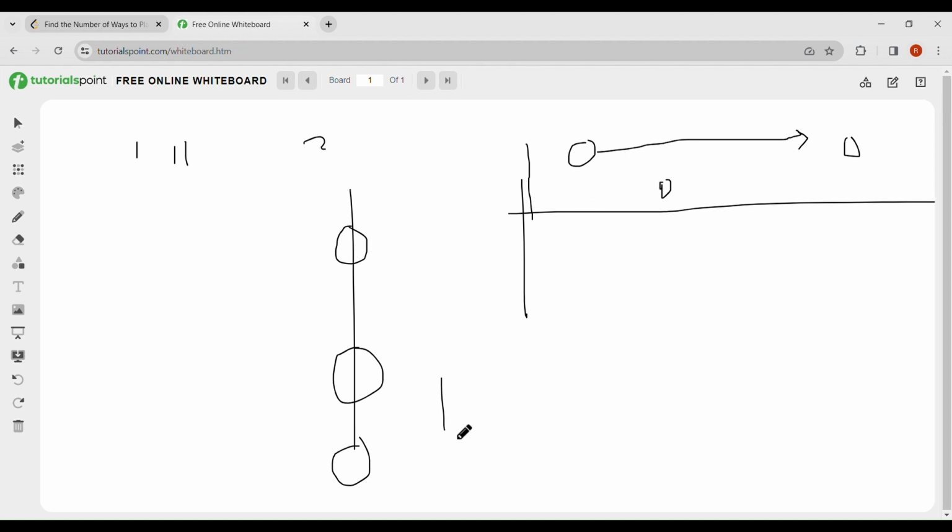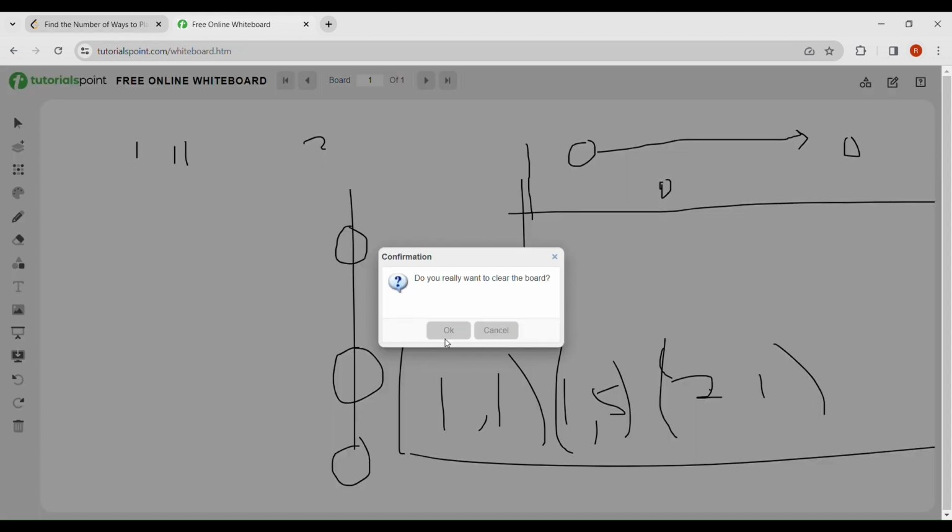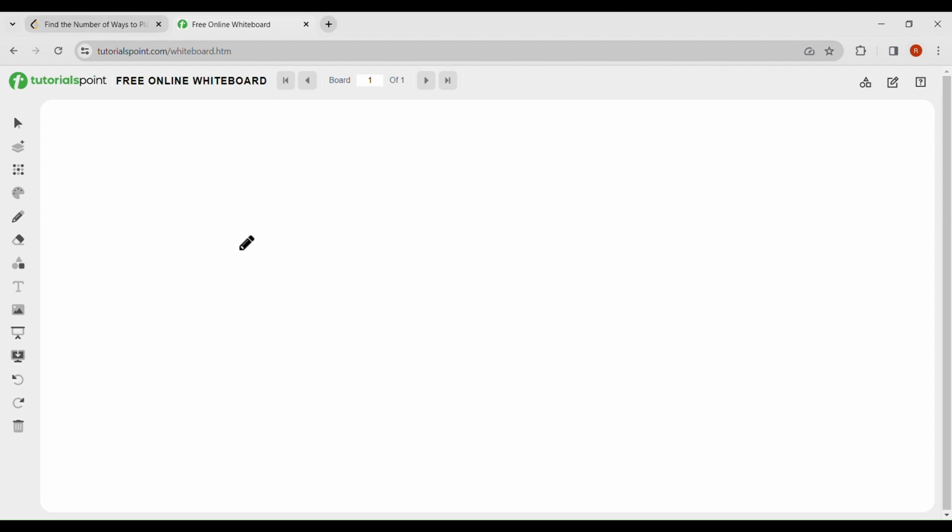Suppose 1 1 is there, 1 5 will be there, then 2 1 will be there. So sorting will sort with respect to the first coordinate only, not with respect to the second. It will sort by y only for those points where x is equal. So now we have sorted that, and I thought let's go this way.